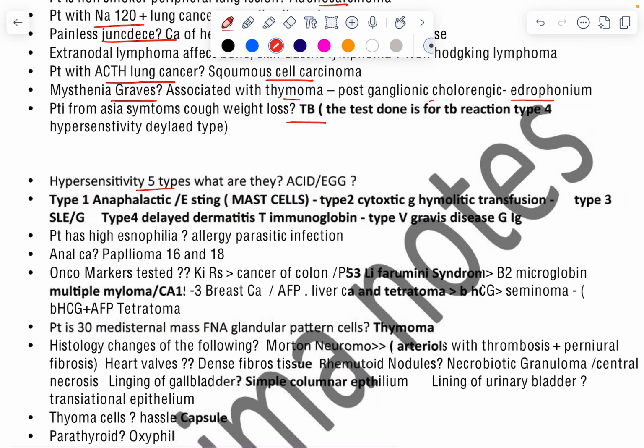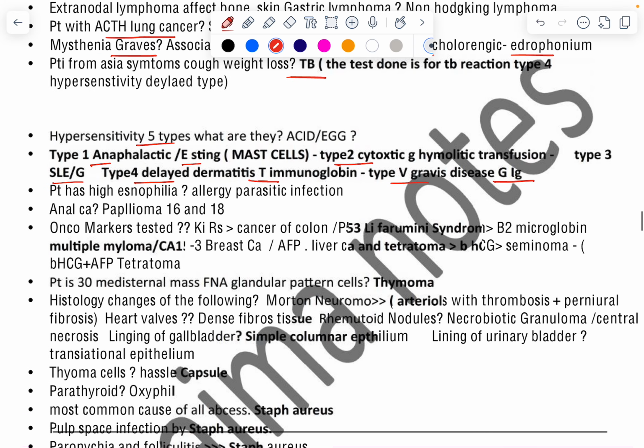Hypersensitivity types, 5 types. What are they? ACID: A, B, C, D. Type 1 is anaphylactic, IgE, sting, mast cell. Type 2 is cytotoxic. Type 3 is immune complex mediated, SLE, all that. Type 4 is delayed, T cell mediated. Type 5 is IgG. Patient with high eosinophilia: allergy, parasites.